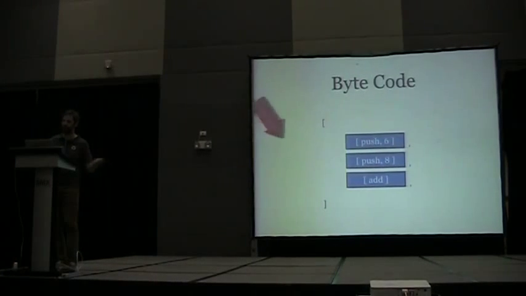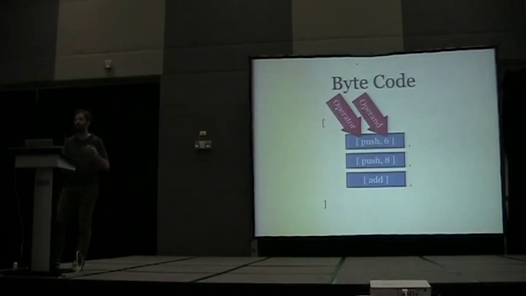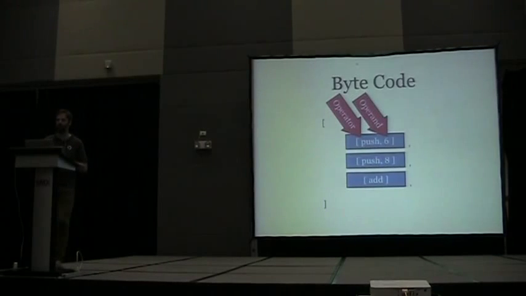And if we break down this bytecode, you can see on the left-hand side we have an operator saying push, and for the operator we have an operand. So that's kind of a high-level overview of how the virtual machine works.